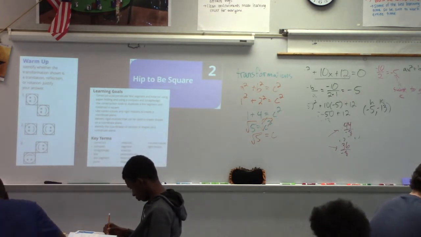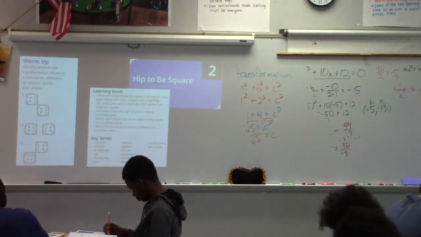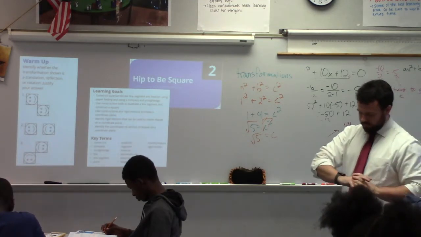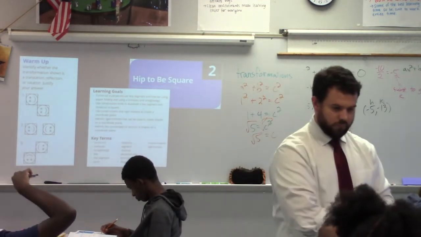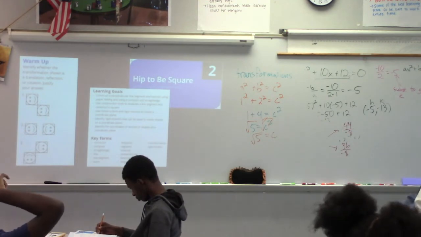You're doing that warm up right here. Identify those as translations, rotations, or reflections. On number 1, start off. I think number 3 is translation. So we felt comfortable with 2 being a reflection, but not sure about the rest?